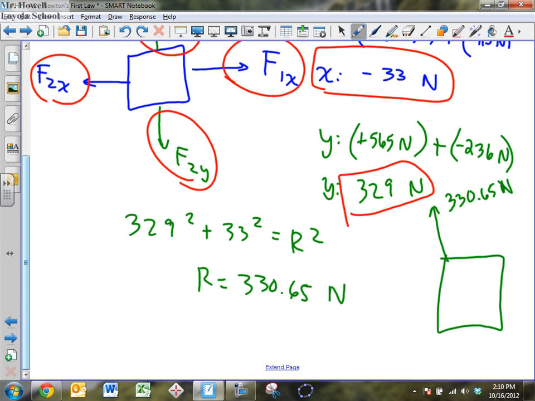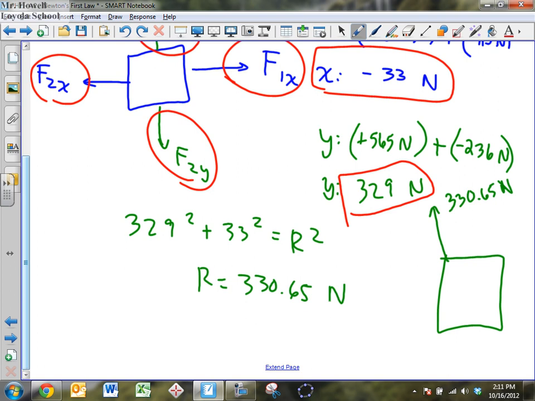When you square this number, you're going to get something on the order of 100,000. When you square this number, you're going to get something on the order of 1,000. So this number is like not even existent. Notice how close it is to 329? It's just 330.65. It only went up by a newton and a half because the 33 is very insignificant. It would be like me lifting an object almost completely vertically with just a little bit of horizontal pull.